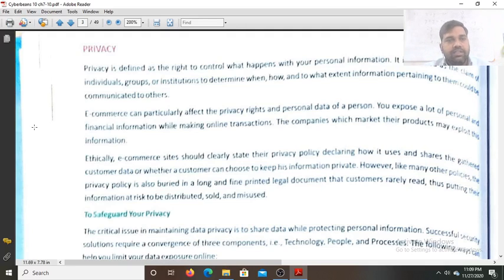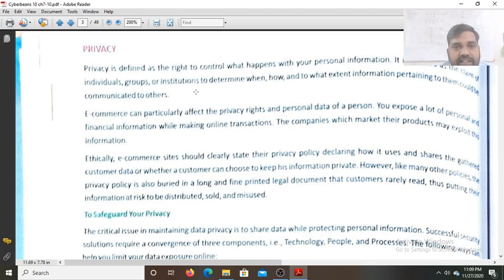Hello students. So today we'll continue lesson 7, cyber ethics. In the last class we studied how we prevent cyber frauds, that is, e-commerce fraud. Now today we'll study privacy.